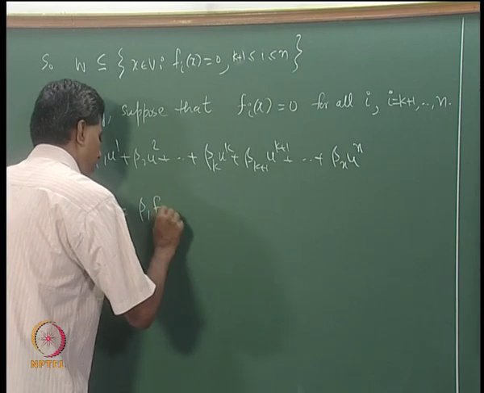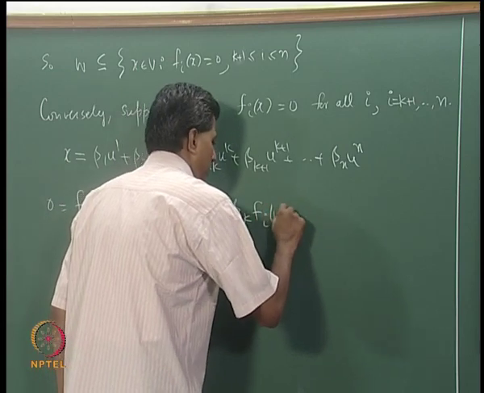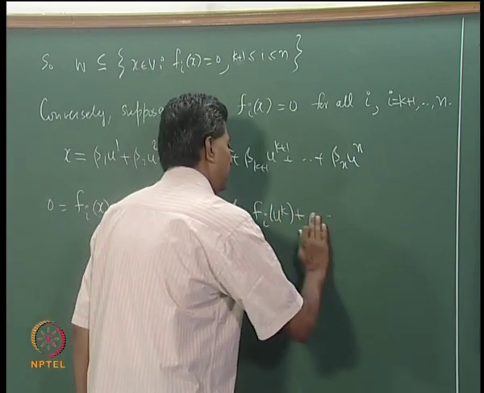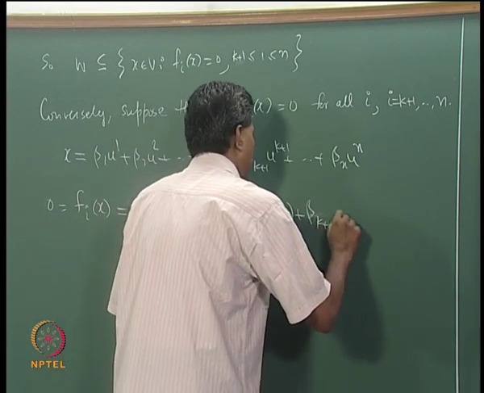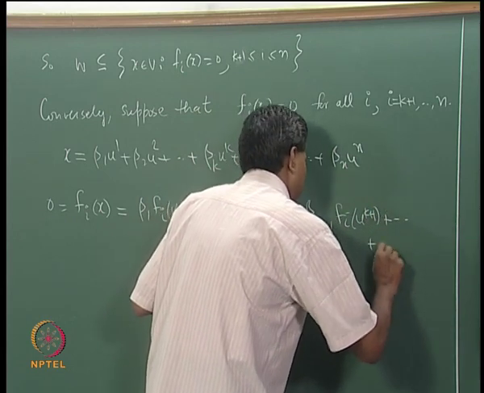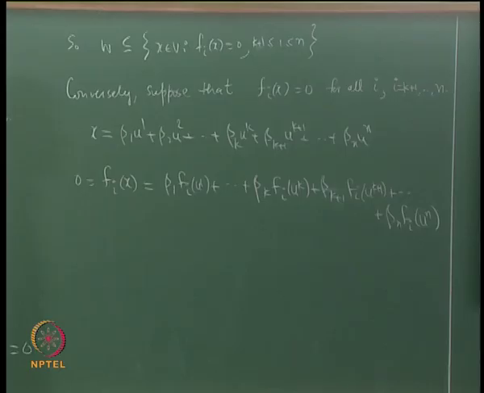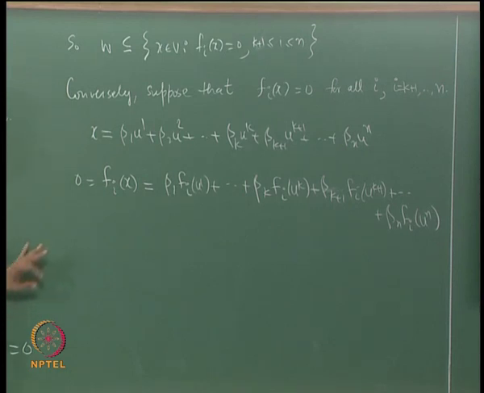Beta 1 fi of u1, etc., plus beta k fi of uk plus etc. Okay, let me write the next term also. Beta k plus 1 fi of uk plus 1, plus etc. plus beta n fi of un. After applying fi, I get this. For each i running from k plus 1 to n, x must satisfy fi of x equal to 0. But look at what we have on the right hand side. On the right hand side, there is only one term that remains because fi of uj is delta ij. What is that term?